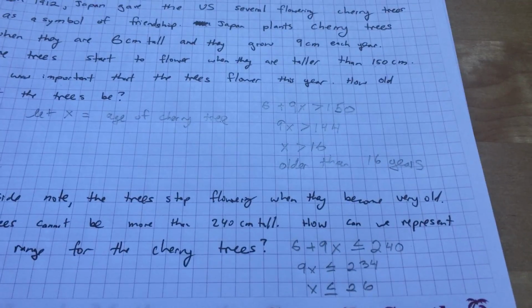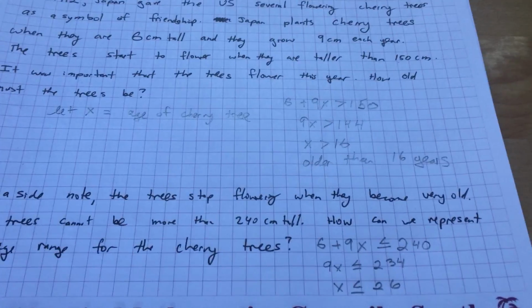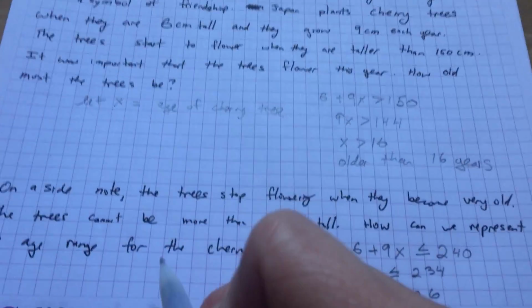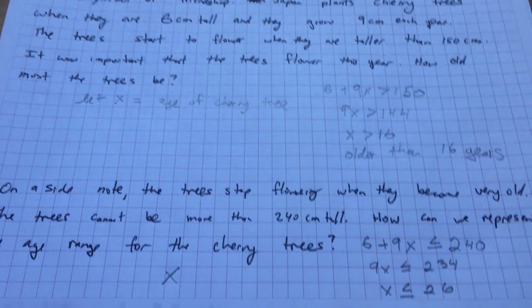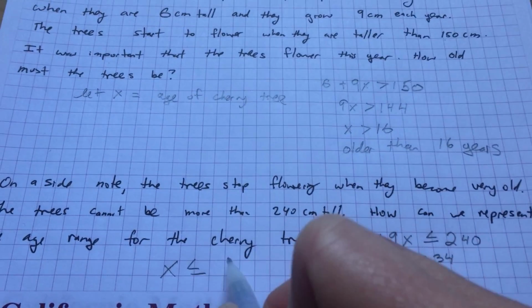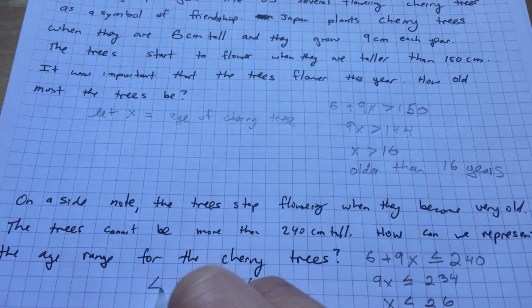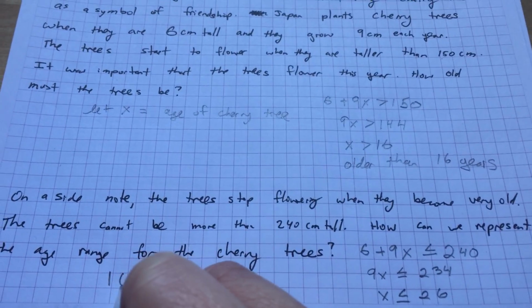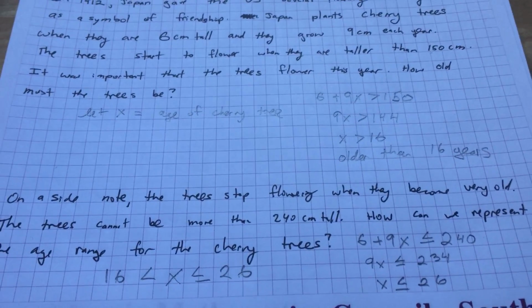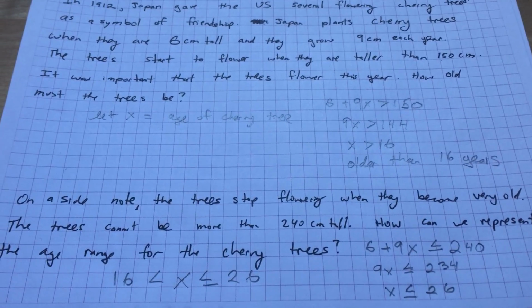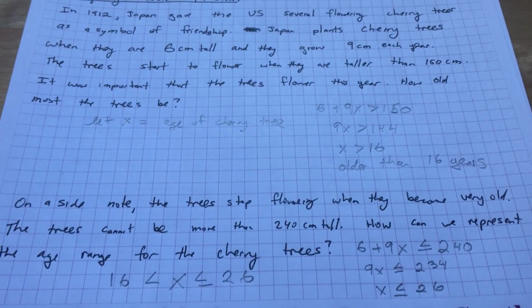So the age range is it needs to be older than 16 years, but it must be younger than 26 years. So how can I represent that? Well, I'm going to put x in the middle. Always start with your largest number on this side, so 26 is larger than x, but x must be older than 16. Okay, so these are just simple one-step inequalities and an example of a word problem that you might see on your homework.